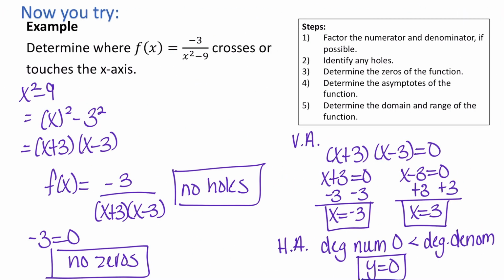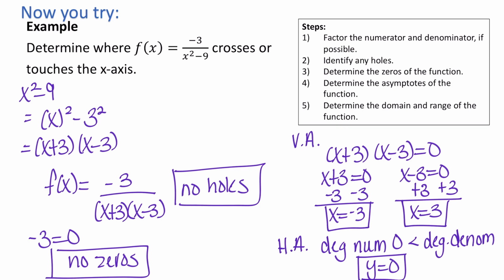So in this example, we factored the denominator. So since there's no common factor, we have no holes. We also have no zeros in our function because if you set the numerator equal to 0, you just get -3 equals 0, which isn't really anything. So if you look at the factors of the denominator and set them equal to 0, we have x equals -3 and x equals 3 as our vertical asymptotes.